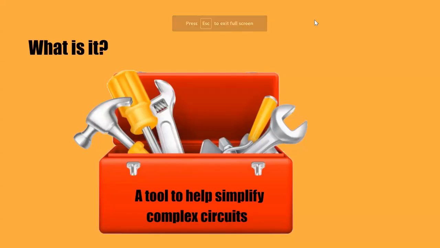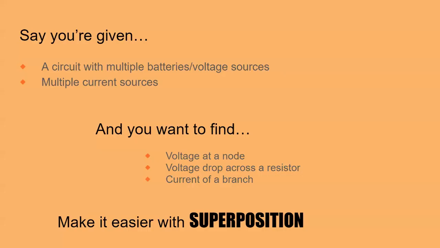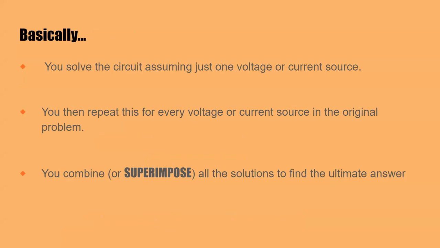Superposition. Superposition is a tool to help simplify complex circuits. Say you're given a circuit with multiple batteries, voltage sources, or multiple current sources, and you're wanting to find the voltage in a node, the voltage drop across the resistor, or the current going through a branch. Superposition helps you simplify it and find those answers.